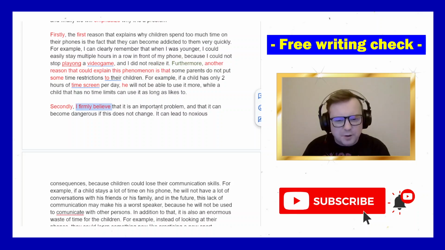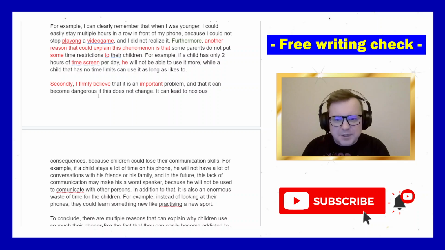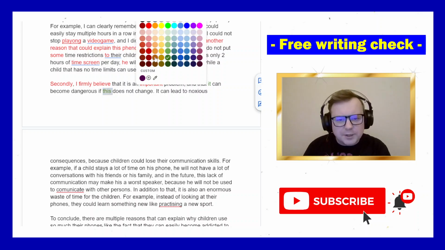That it is an important problem. An important problem? That seems strange to me. An important problem. Maybe a serious problem, a severe problem, a significant problem, maybe. But important problem sounds just a little bit strange. And that it can become dangerous if this does not change. So a lot of signposting language, a lot of reference language, which is a little bit unclear. It can become dangerous if this does not change. The problem can become dangerous if the problem does not change. Maybe it's okay. Oh, I don't know why that's in green. Sorry about that.